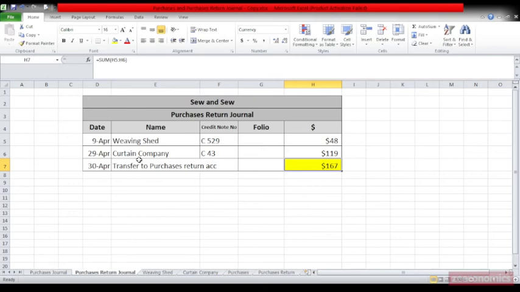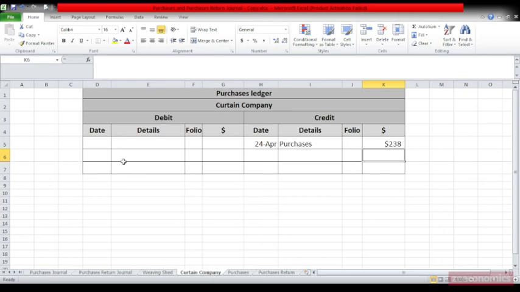Okay, now we have already done that. Go to the Curtain Company, and then put the debit entry on the Curtain Company's account, to reduce the amount that the Curtain Company will charge Su and Su. That would be the 29th of April, and this is the purchases return. The amount is $119. Okay, so we have completed our transactions now.